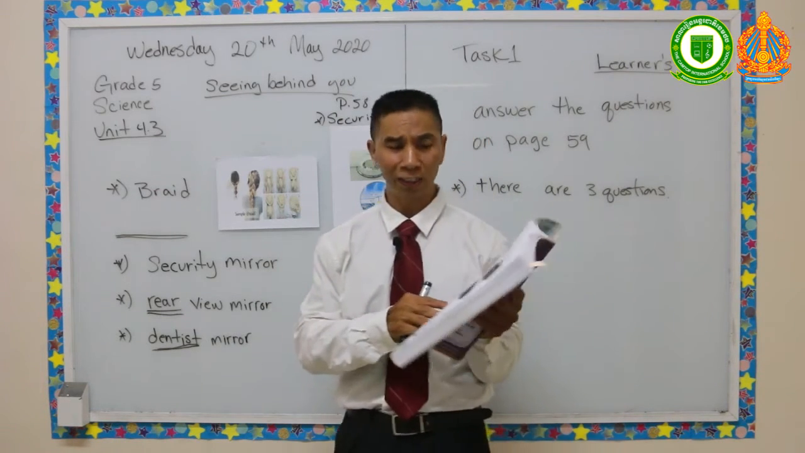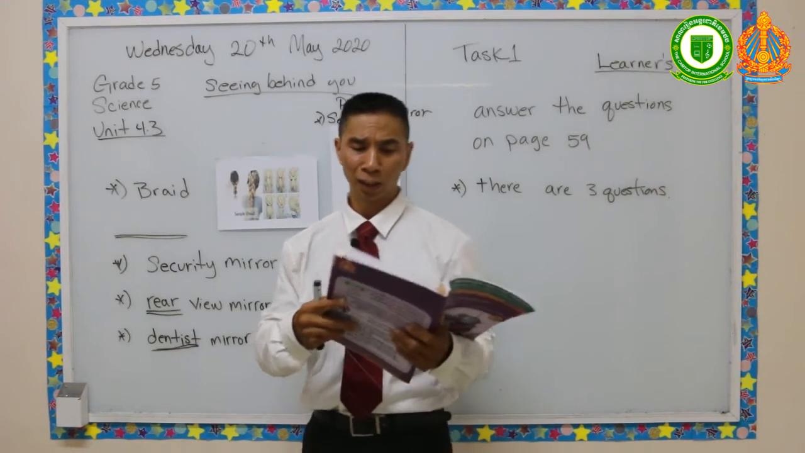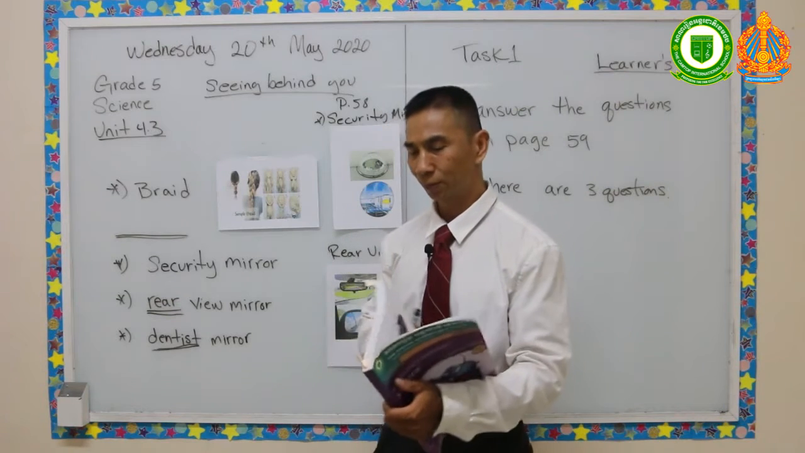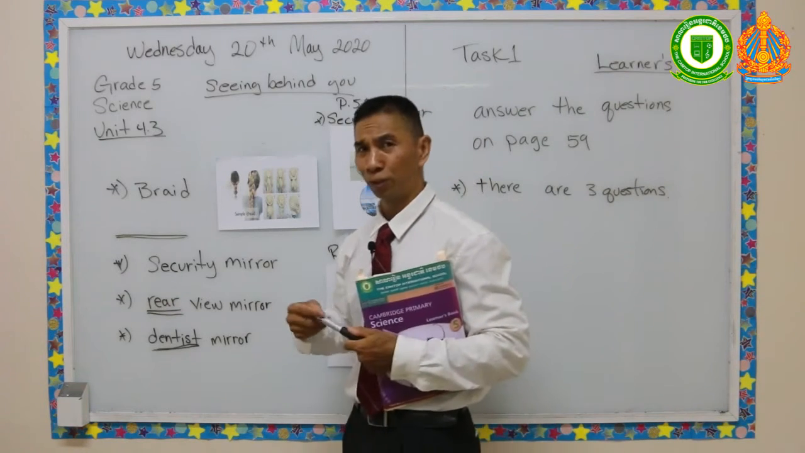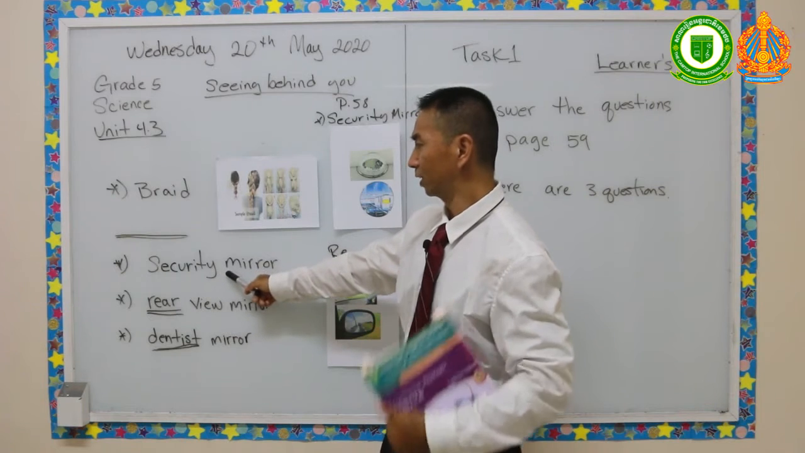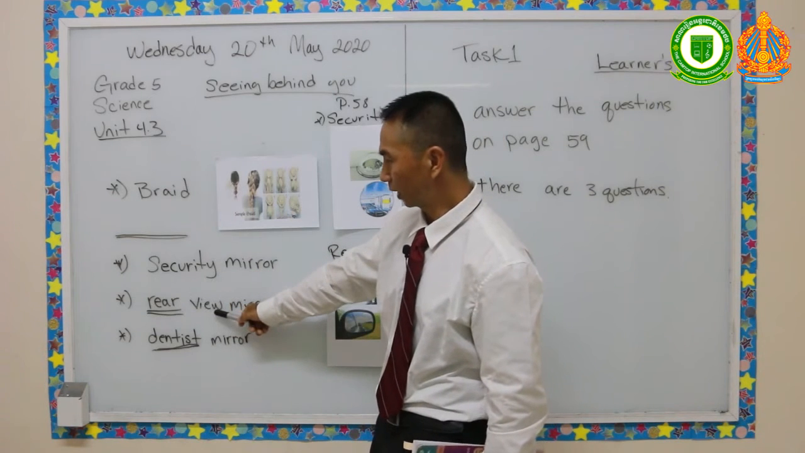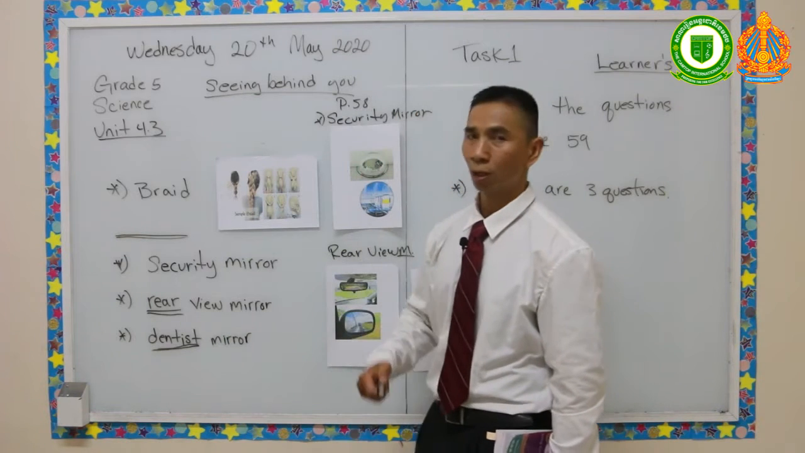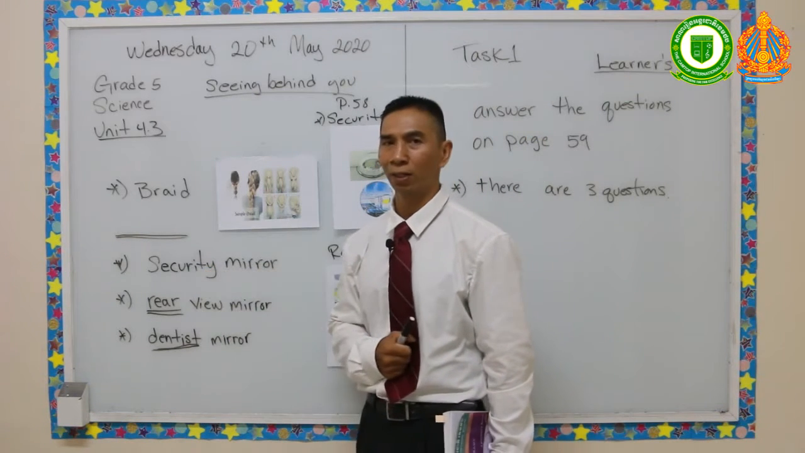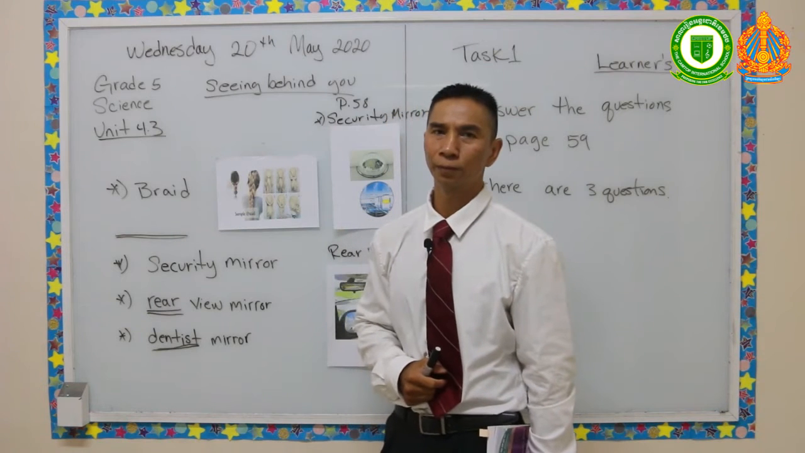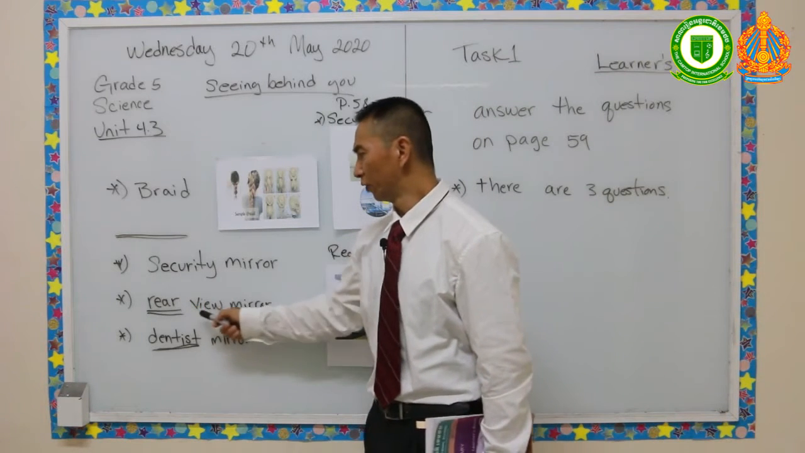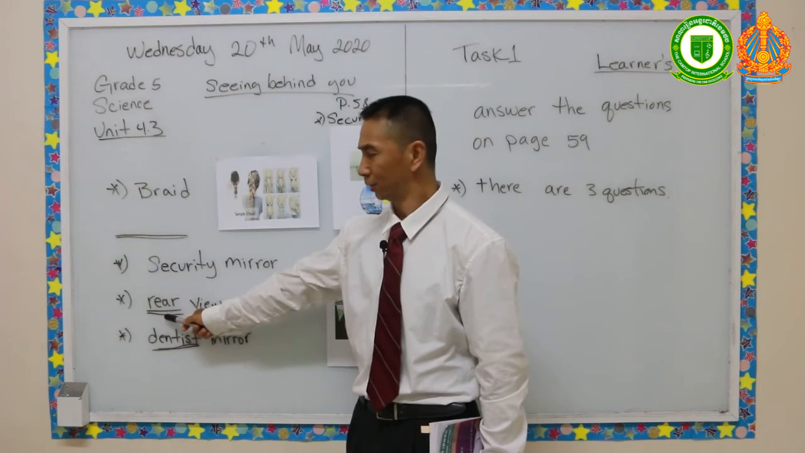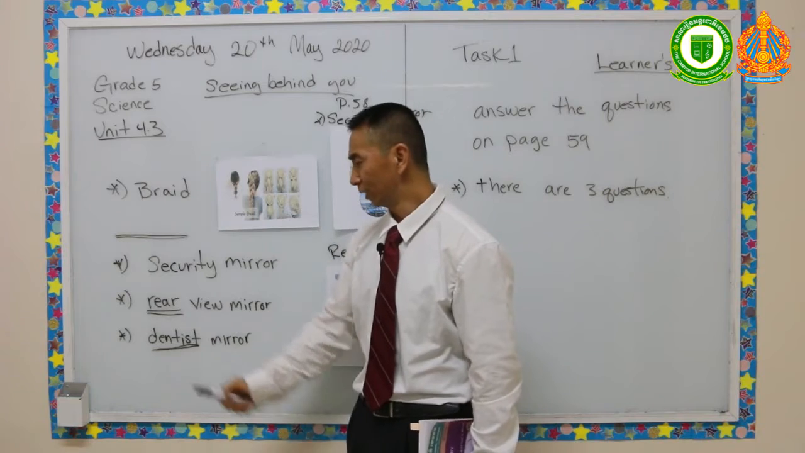And continuing on to our reading, you will come upon three different mirrors that we're going to use for our exercise. I want to explain a few of these mirrors. The first one is the security mirrors. The second one is the rear view mirrors. And the last one is the dentist mirrors. So what is the security mirrors? And what do we use it for? Rear view mirrors. What is the rear view mirrors? What does rear mean? And the last one is the dentist mirrors.